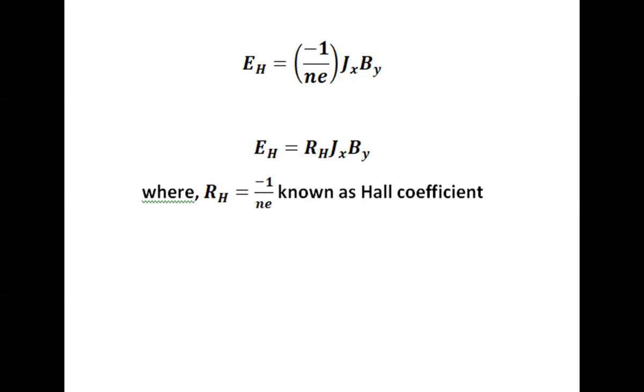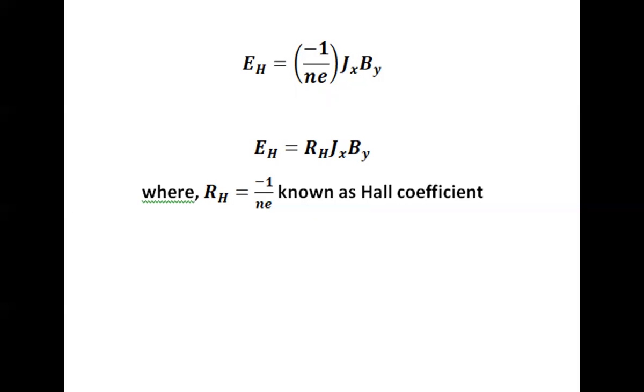On the other hand, if you know the value of the Hall coefficient, you can determine the concentration of the charged particles in a semiconductor. That means the main objective of this Hall effect is to know the sign of the charged particle, and similarly to calculate the concentration of charged particles within a given semiconductor.